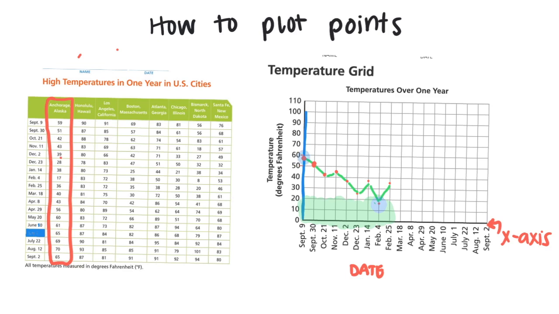Okay, someone who does not like to be out in the cold. If you wanted to tell them when is the best time to go to Alaska, would you tell them February 4th or would you tell them September 9th? Well, if the temperature is 17 degrees February 4th and it's 59 September 9th, well, I would much rather be in a temperature with 59 degrees than it being 17 degrees, right? So this is how we plot our points, and this is how we can answer those questions.